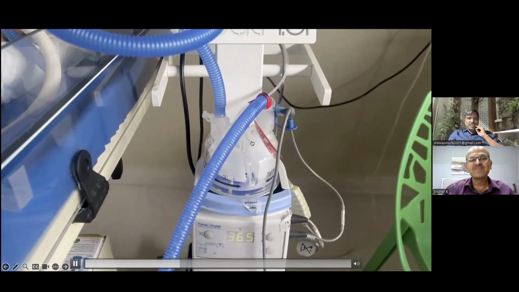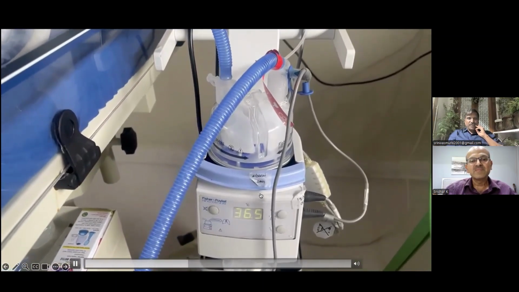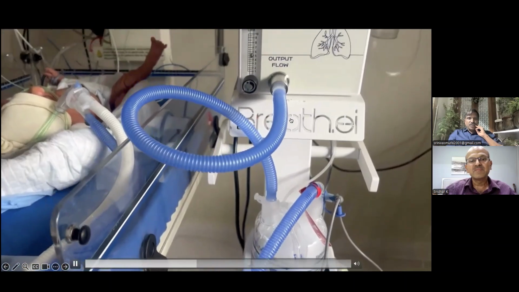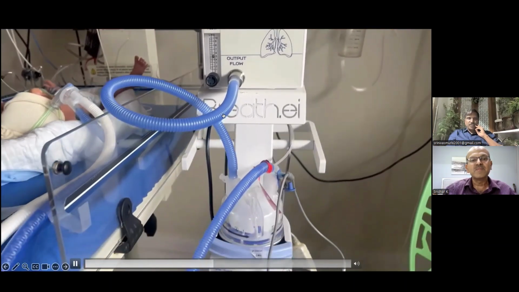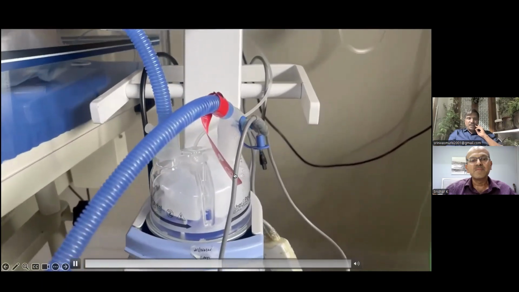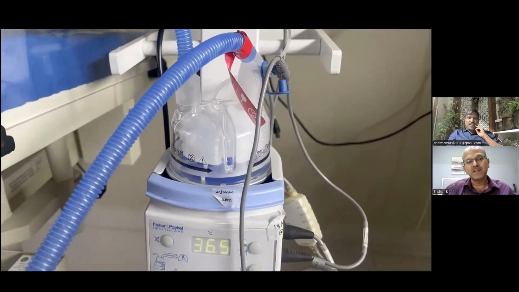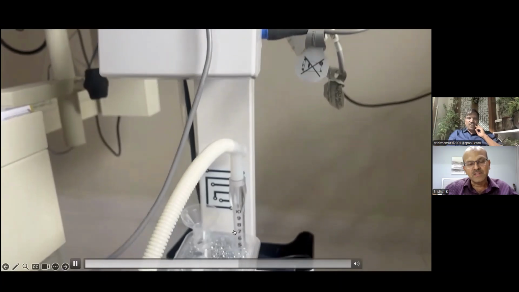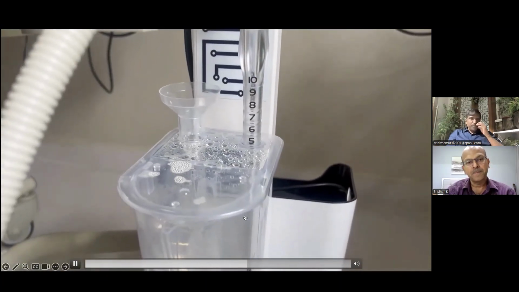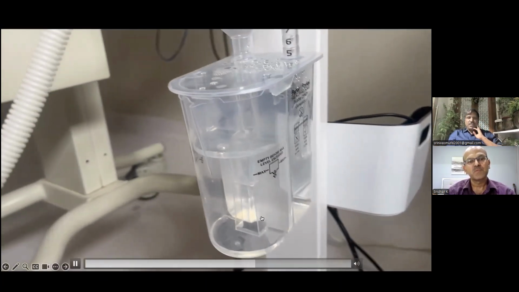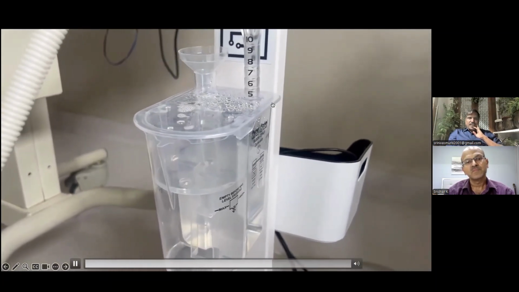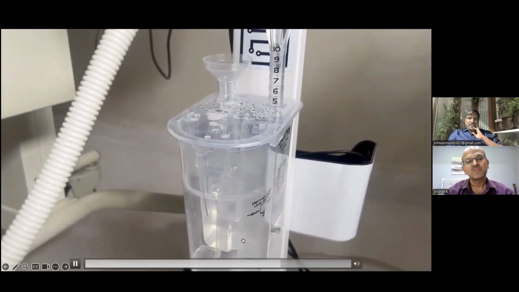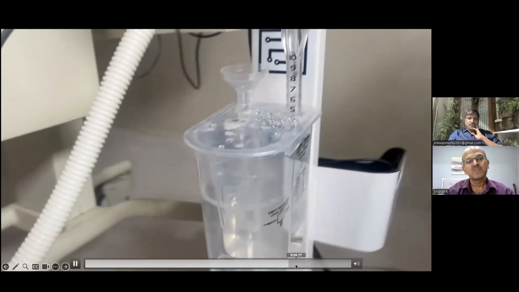So you can see the humidifier connected, and the input for the humidifier is coming from the Murk's device. You have a flow meter, you have an input coming to the humidifier. Inspirator. And like other bubble CPAP, we have a bubble jar. The circuit is the same as bubble CPAP, or any bubble CPAP circuit you can use. Okay. So what the device has, similar to the bubble CPAP.